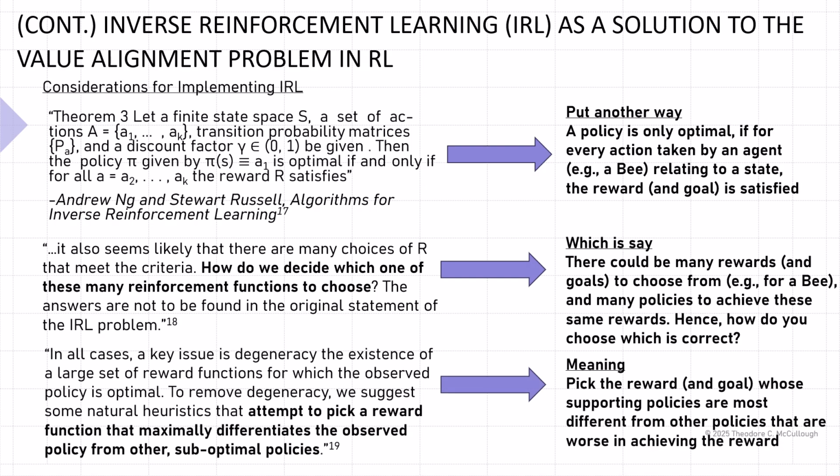Well, according to Russell, you choose the correct one by picking the reward and goal whose supporting policies are most different from other policies that are worse in achieving that same goal or reward. So we'll see how this plays out when we get to an example algorithm for inverse reinforcement learning.